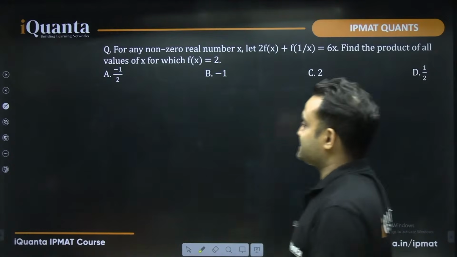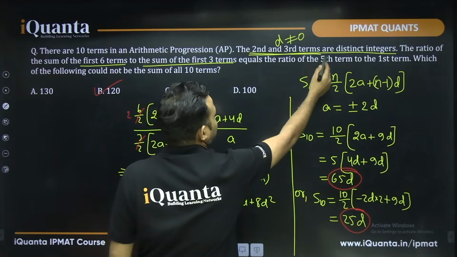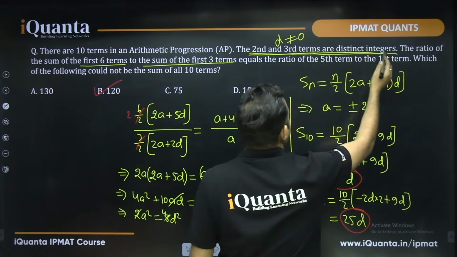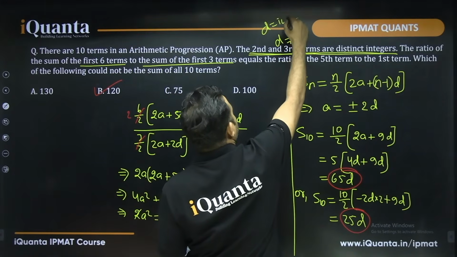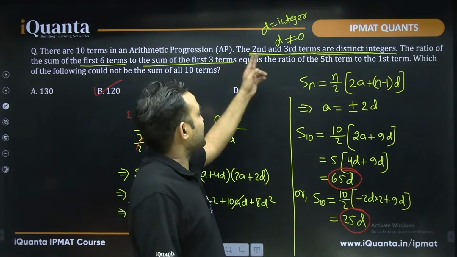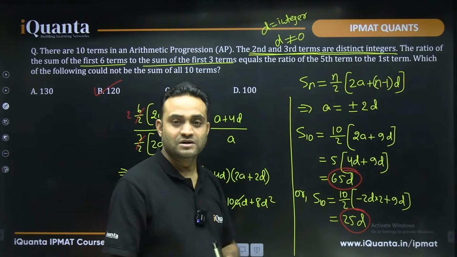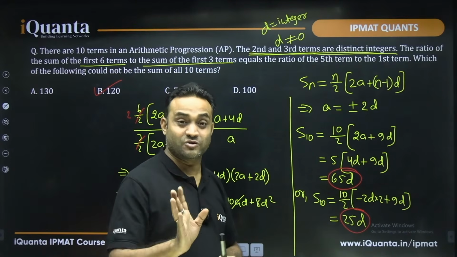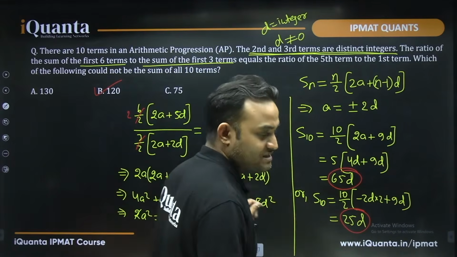Garv, it says, see, second term and third term are distinct integers. What does that mean? D is not equal to 0 and the common difference is also integer. Okay, second and third terms are distinct integers. So common difference भी integer ही होगा. पॉजिटिव या नेगेटिव कुछ भी हो सकता है, जीरो नहीं होगा. बस ठीक है गर्व. I hope that is clear.